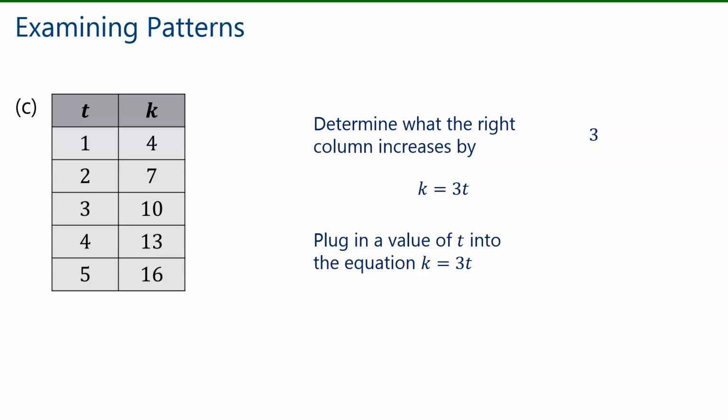Now let's plug in a value of t into the equation we just created. So you can plug in any value at all. Last time I plugged in 1. This time I'm going to plug in 2. So now if I work that out, I get a value of 6. So now if I look at the table for when t is equal to 2, my k value should be 7. Meanwhile, in the equation I wrote, I got 6. So we need to think, how can I change the equation to make that 6 into a 7? Well, if we add 1, that would certainly do the trick. So that means our equation becomes k equals 3t plus 1.